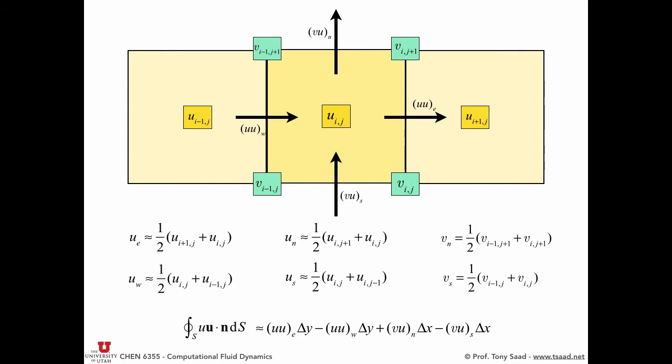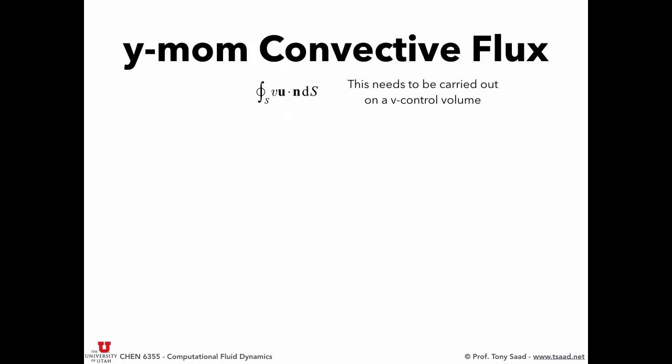Okay, so now let's do the Y momentum convective flux, which is the integral over the surface of V U dot n dS. What volume are we dealing with here? A Y control volume, okay, a Y momentum control volume. So how are we going to do this?